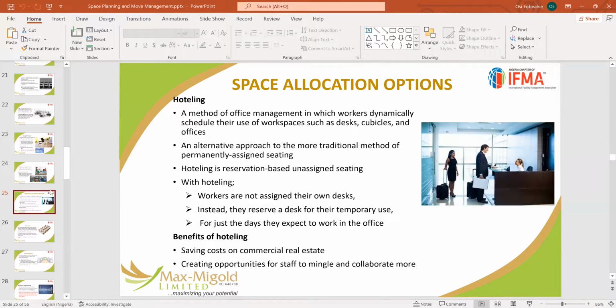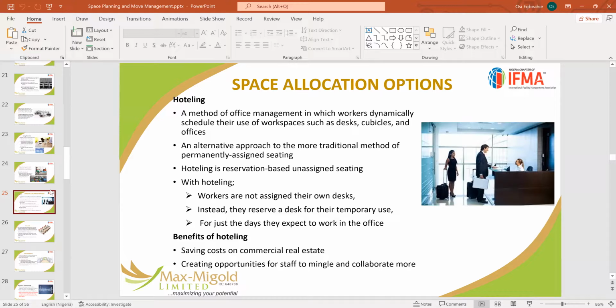With the hoteling system, workers do not need to be assigned permanent desks. They just know that they have office spaces where they are working, and then they can take it. Instead, they reserve a desk for their temporary use, like I explained, for the days they are expected to work in the office.